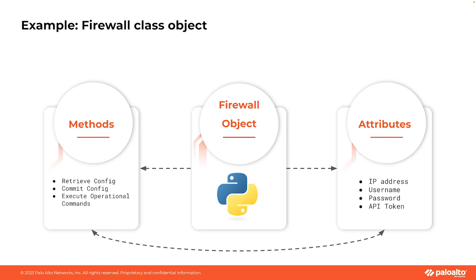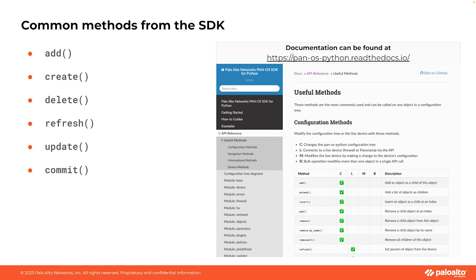Now, the SDK provides a comprehensive set of methods that we can use to interact with our objects. We'll be going over many more of them in a later video, but for now, let's just recognize that these methods come with tremendous value by shortcutting all the complex XML generation and API coordination work. Here's a list of some of the more common methods that we'll be seeing quite a bit of. The add method allows us to add a child object to a parent object. This is especially useful when we're building up a configuration with multiple layers of hierarchy. For example, adding a security rule to a security rulebase parent.